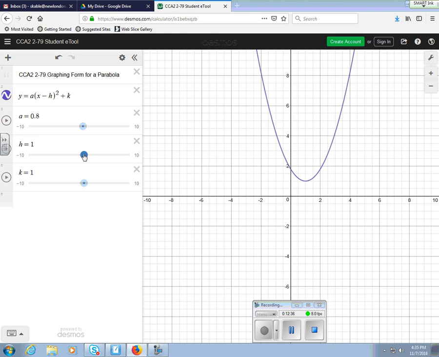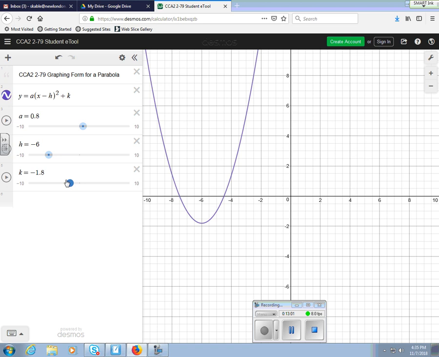Very, very similar. H value is what we looked at separately. Remember, this is a minus here. So if I'm moving it with a positive number, it's actually going to the right. And because there's a minus in the formula, if this becomes negative, that's going to become a plus, which is going to move it to the left. And then my k value again moves it up or down.